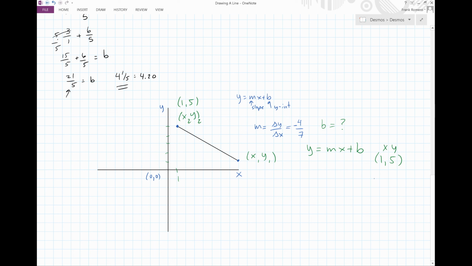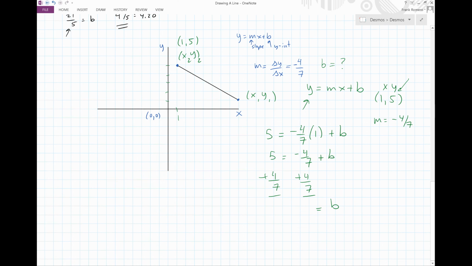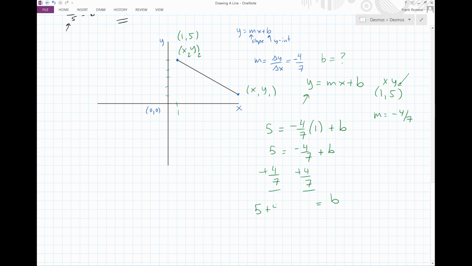We got the slope, negative 4 over 7. Great, let's pop it in. y is 5, equals the slope, negative 4 over 7, times x, which is 1, plus b. So 5 is equal to negative 4 over 7 plus b. We're going to add 4 over 7 to both sides. b is equal to 5 plus 4 over 7.